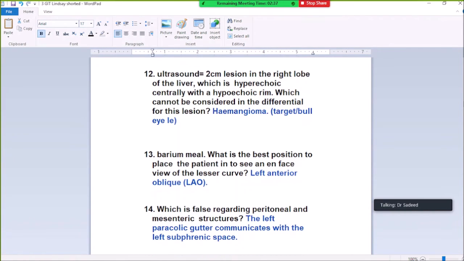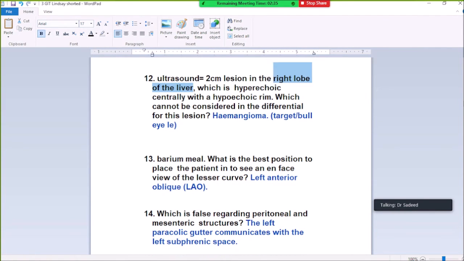Question number 12. Ultrasound reveals a 2 cm lesion in the right lobe of the liver which is hyperechoic centrally with a hypoechoic rim. Which cannot be considered in the differential for this lesion? Hemangioma. Because this lesion, hyperechoic in the center with hypoechoic rim, is a target or bull's eye lesion, and target is not seen in hemangioma.